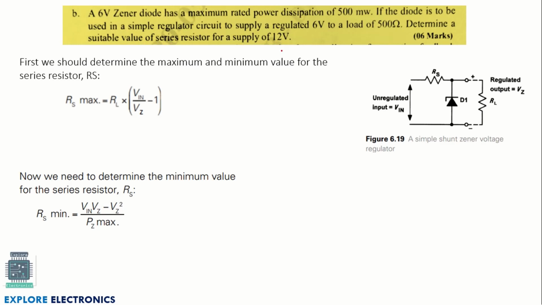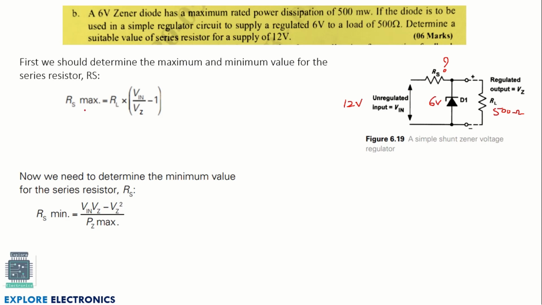Here, what they have given is that 12 volt is the input voltage. So this is 12 volt. We need to find out RS, and RL they have given, it is load 500 ohm. So this is 500 ohms, and also the diode voltage they have given, it is regulated to 6 volt. So 6 volt is VZ, and we need to find out RS.